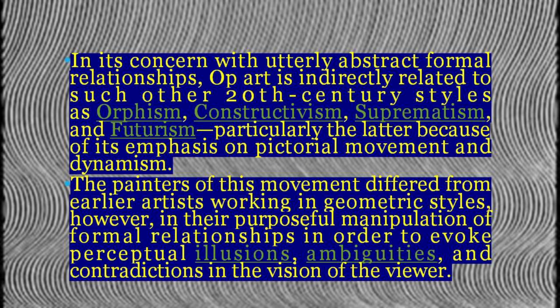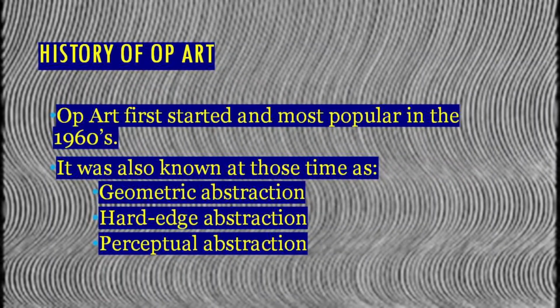The painters of this movement differed from earlier artists working in geometric styles, however, in their purposeful manipulation of formal relationships in order to evoke perceptual illusions, ambiguities, and contradictions in the vision of the viewer. Let's go to the history of op art.